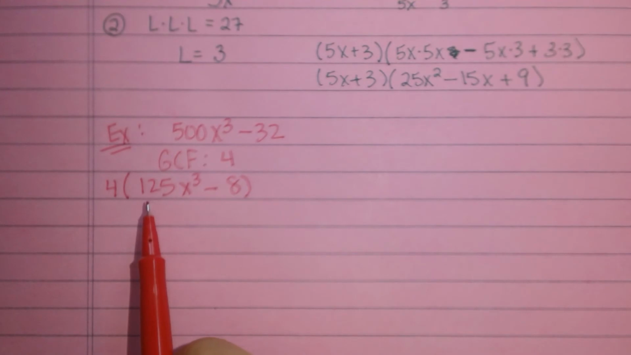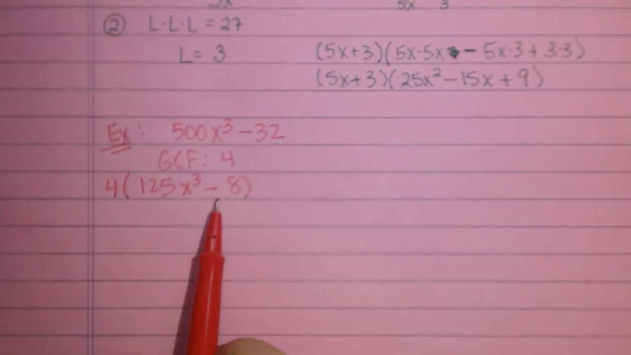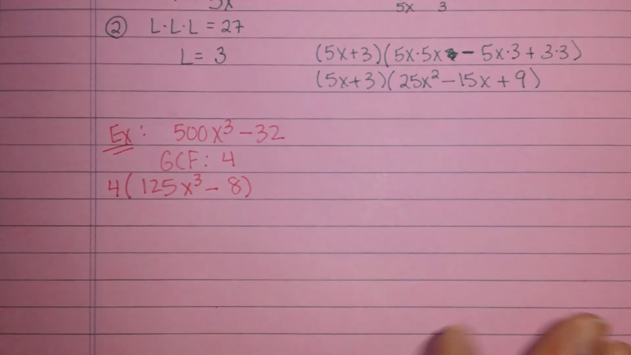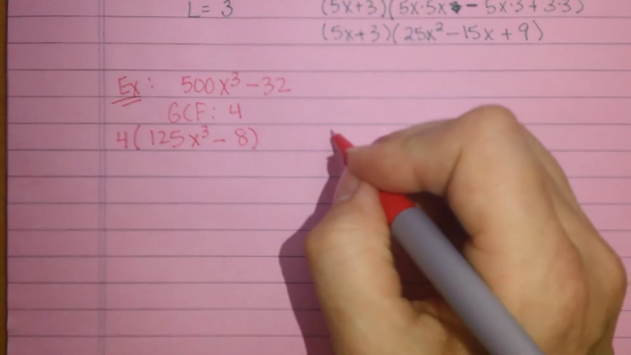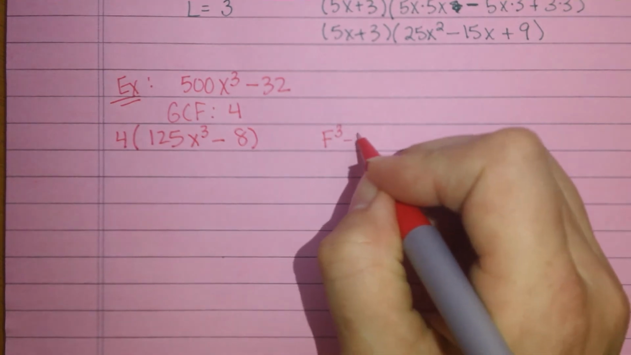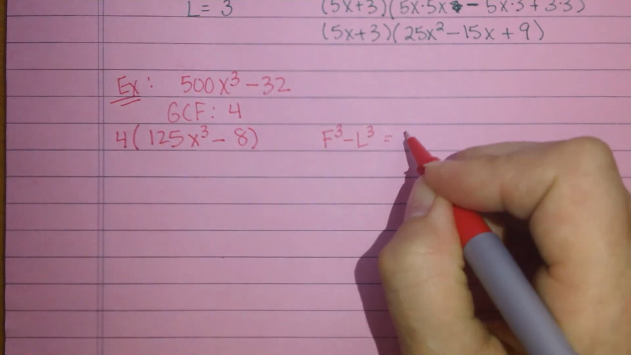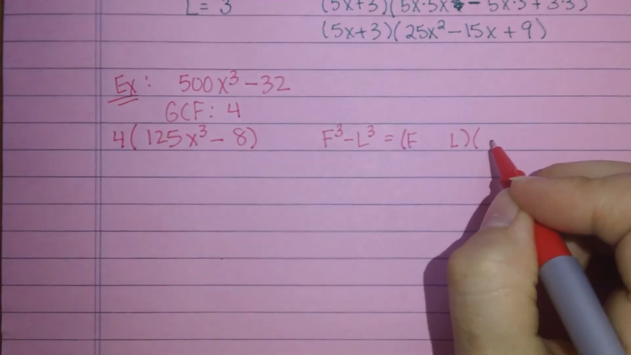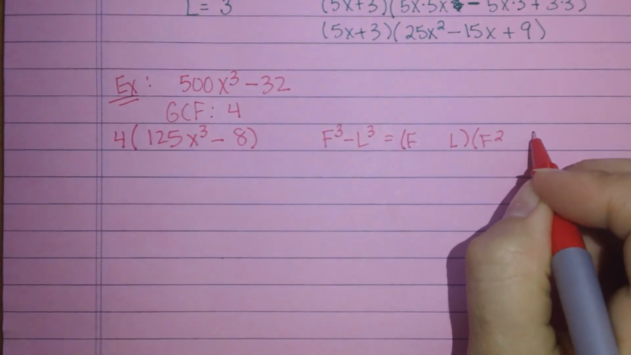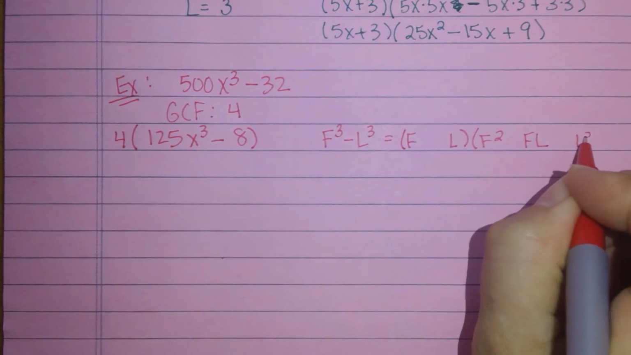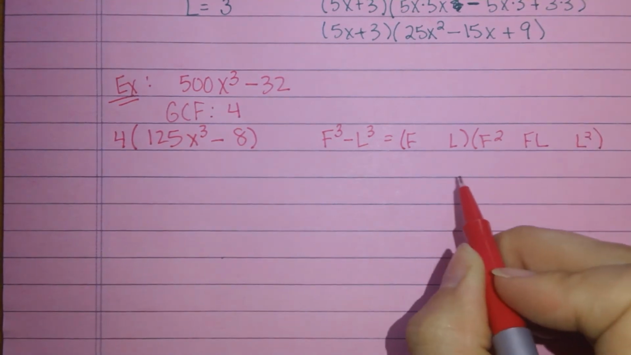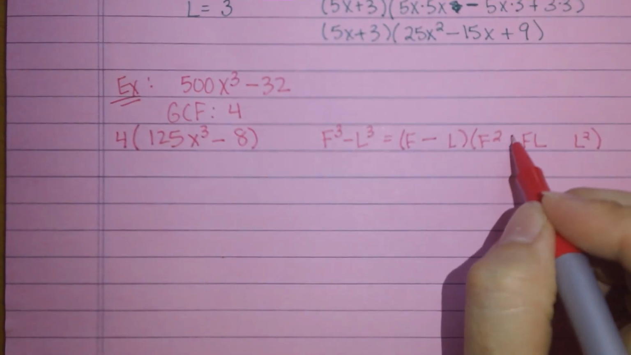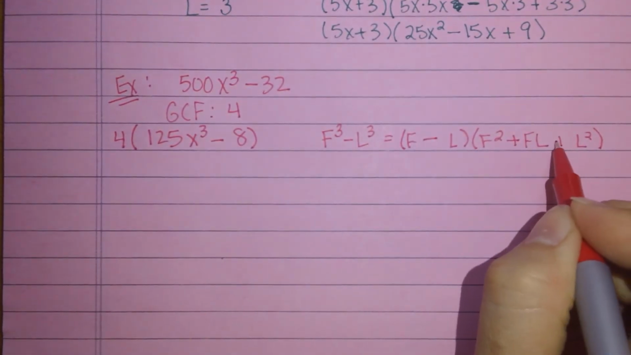Now this problem now has a perfect cube minus a perfect cube, so we're going to be factoring it into difference of cubes. The difference of cubes formula will be F cubed minus L cubed equals, we start with F and L, and then in our second parentheses have F squared, FL, and L squared. Fill in the gaps with SOAP. So same sign as the problem, negative, opposite sign, positive, and then always positive.